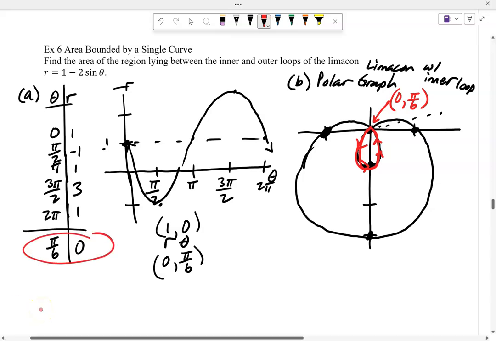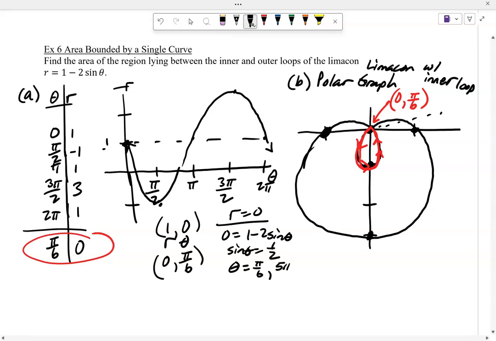So I know at pi/6 I have an r that's 0. Let's find where else r is 0 after pi/6. When does r = 1 - 2 sin θ equal 0? In other words, when does the sine of θ equal a half? Well, we know it hits it at pi/6, and then if I look at my unit circle, 5pi/6 is your other one. So it comes around again at 5pi/6 and hits 0 again. So when r is 0, θ is 5pi/6.